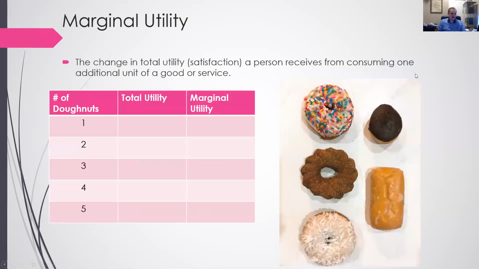So what I've done here is, in addition to buying the 5 donuts, I've put together this table that has 3 columns. One column for the number of donuts, one column for total utility, and one column for marginal utility. Now, marginal utility is the change in total satisfaction that a person receives for consuming one additional unit of a good or service.